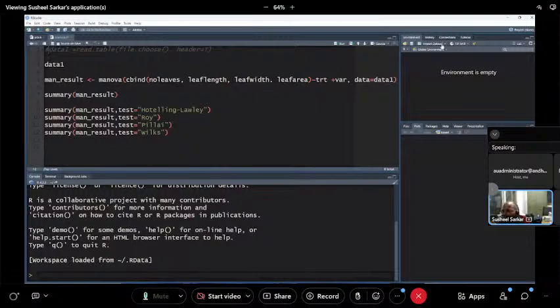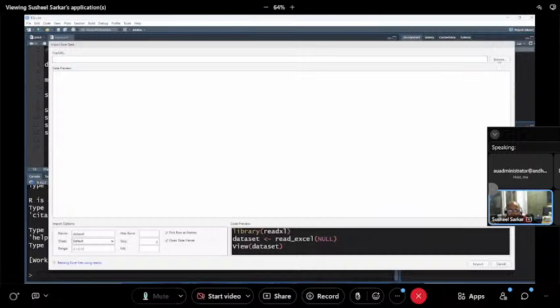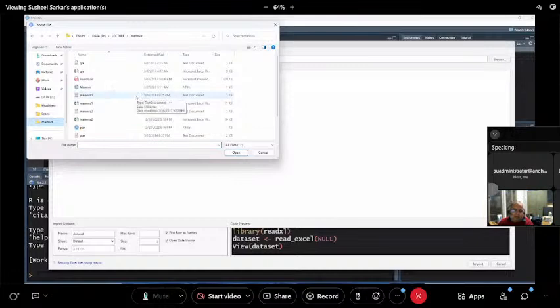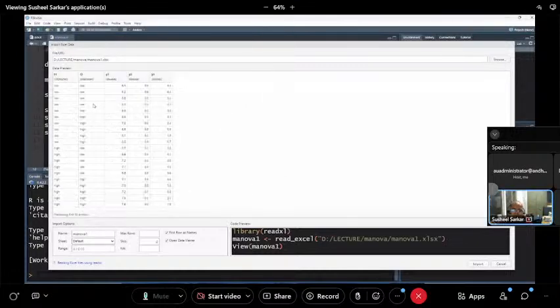So I will import data. I will go here in the environment, where it says Import Dataset, from Excel, and browse my data. I am taking the same example which I was dealing with in my PPT. Here you can see it is written character, character, double, double, double, and the file name is Manova. If you wish, you can change it. I'm changing it to data 1, so it will come in the name of data 1.